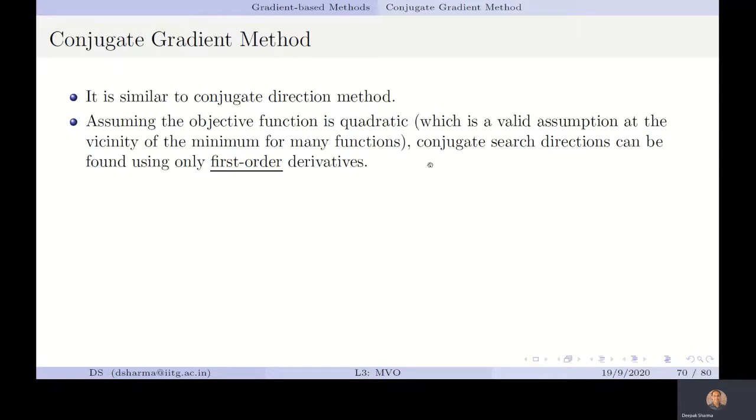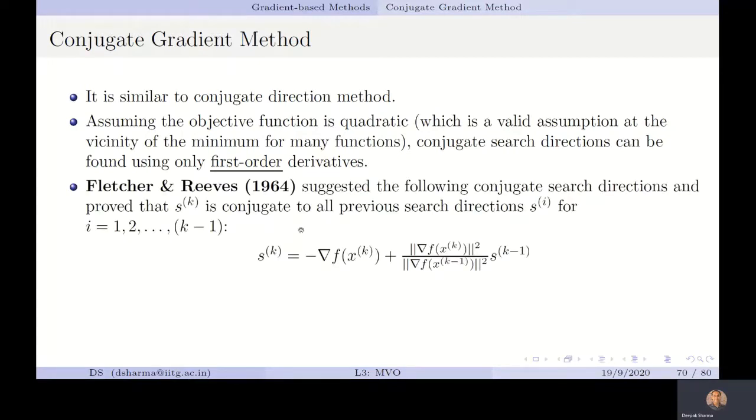So those derivatives, we don't need it. First order derivative will help us to locate the optimum solution. This method was suggested by Fletcher and Reeves in 1964, and they came up with the formula as you can see here, and it was proved that the direction SK is conjugate to all previous such directions SI. What are those I? Means all previous directions, we started with 1, 2 till k minus 1. And that is the same property which was used with the conjugate direction method earlier.